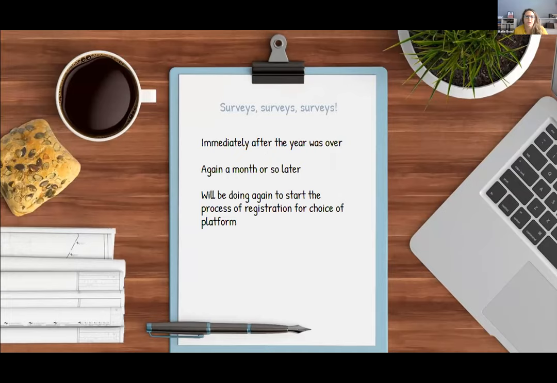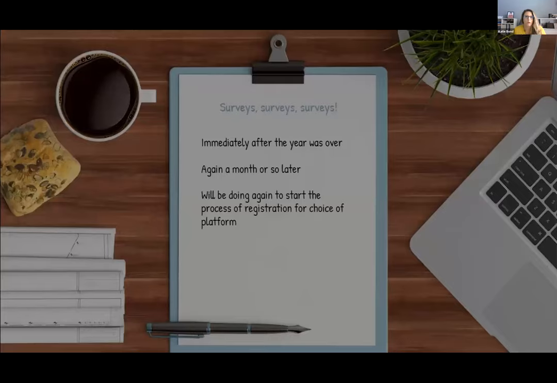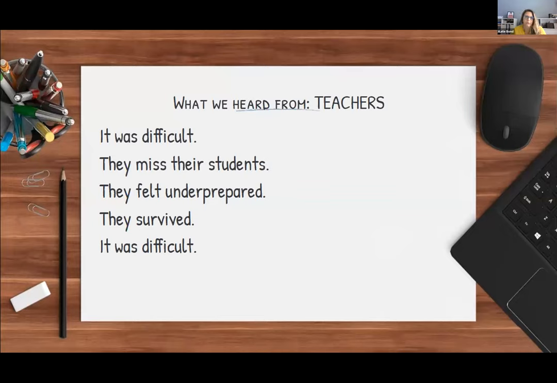We gathered a lot of information from our stakeholders through some surveys. At the end of the school year, we did some surveys using Google Forms. We did it again about a month or so later to get a feel for where our teachers and our parents were. And we're going to be doing that again now to have them choose what their student's path is going to be for next year.